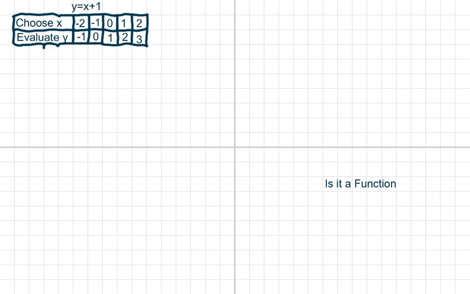Okay, let's graph this. Go left twice, 1, 2, then down once. Then go left once, don't go up. Then 0, 1, then 1, 2, and 2, 3. That's how you would graph it. The slope would be 1, and the y-intercept would be 1. Is it a function? Yes.